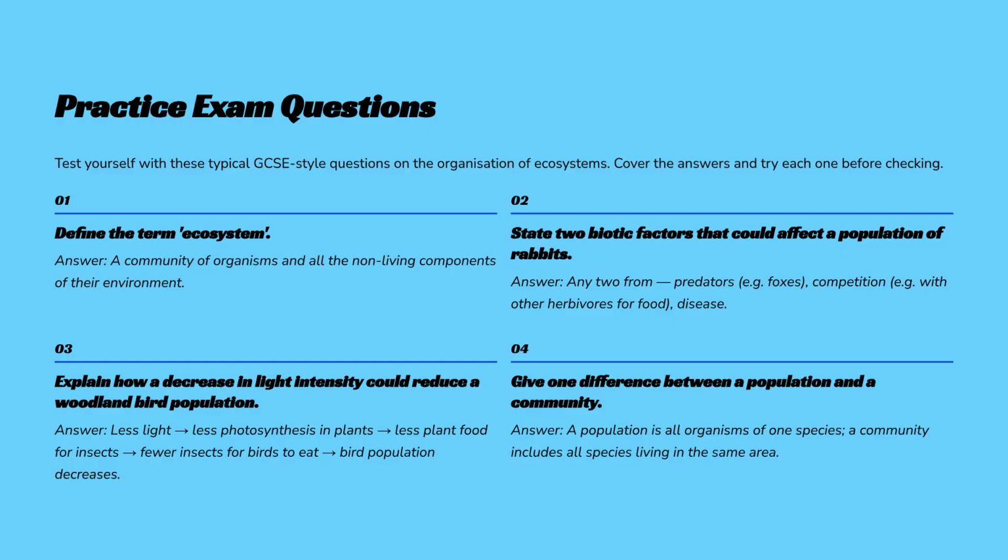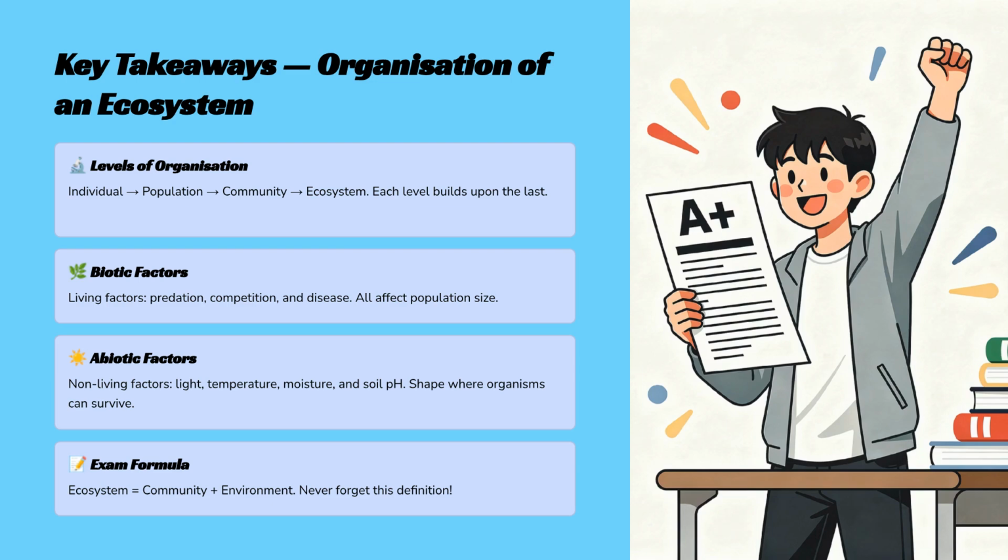Practice with exam-style questions to build confidence. Test yourself on definitions, and be ready to explain how environmental changes, like a reduction in light, cascade through a food web. To wrap up, remember the hierarchy from individual to ecosystem. Keep biotic and abiotic factors separate, and always use the core ecosystem formula to structure your exam answers.